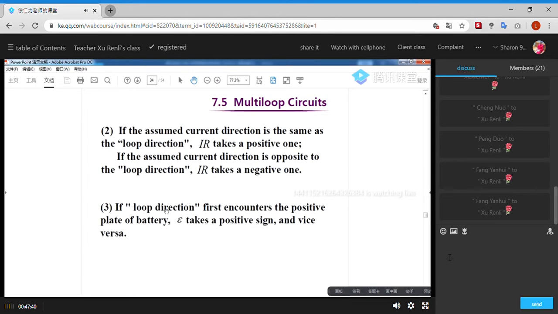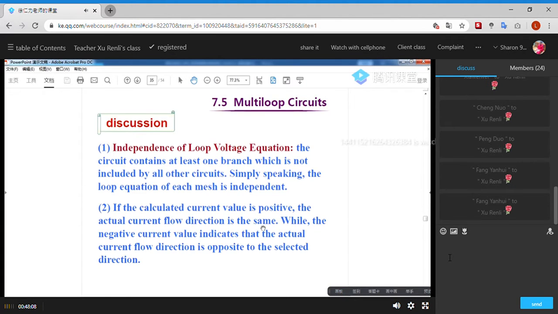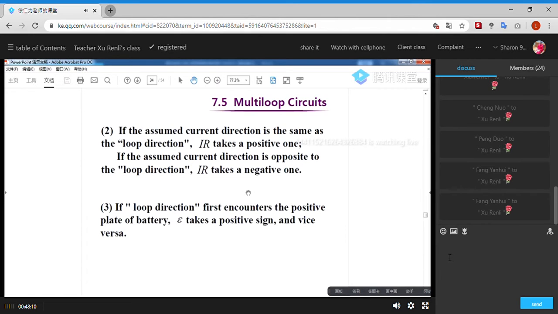And if the loop direction first meets the positive plate of the battery, the EMF takes a positive sign. If the loop direction first meets the negative plate of the battery, the EMF takes a negative sign. So this is all about Kirchhoff's law.